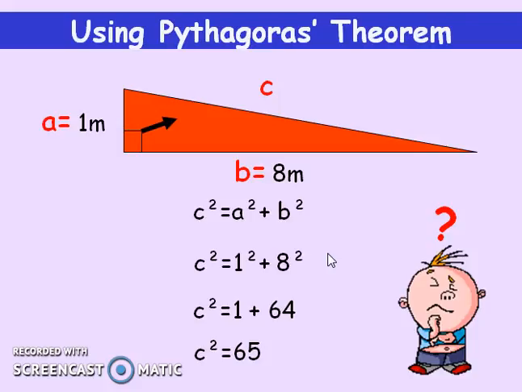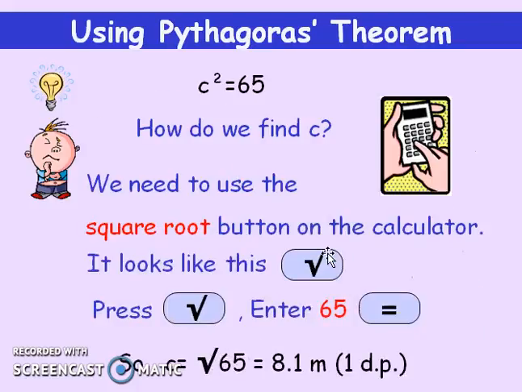So, right now we get C squared, but we want to find C. So, how do we find C? First, we need to use the square root button on the calculator. It will look like this symbol. Just press the symbol and then enter the value that you want to find. So, right now we want to find the square root of 65 and then press equal. So, we will get C equals square root 65 equals 8.1 meters with 1 decimal place.